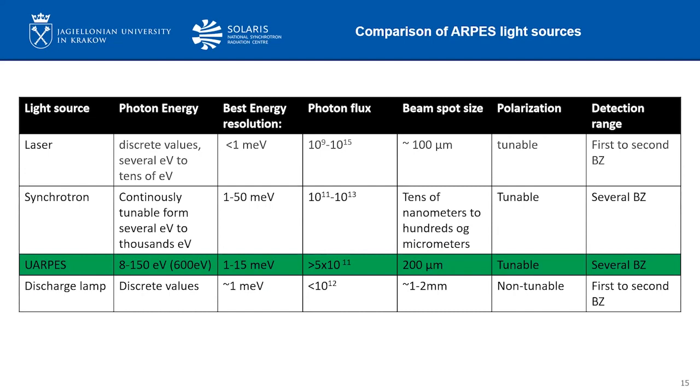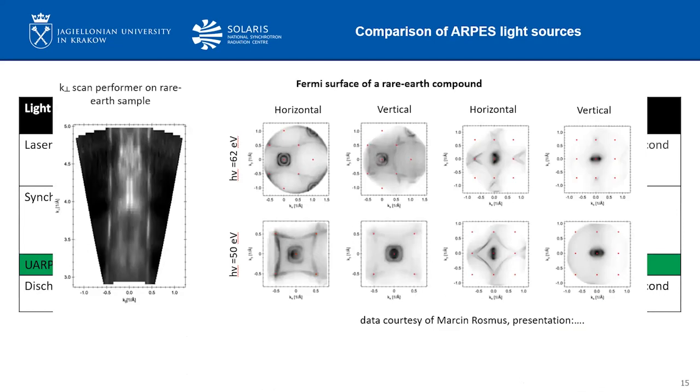Moreover, by conducting polarization dependent measurements, it is possible to identify the orbital character of bands based on matrix element effects. Additionally, with a focusing system and tuned beam slits, a beam with a high photon flux and a spot size of 100 micrometers can be obtained, facilitating ARPES measurements on small samples.